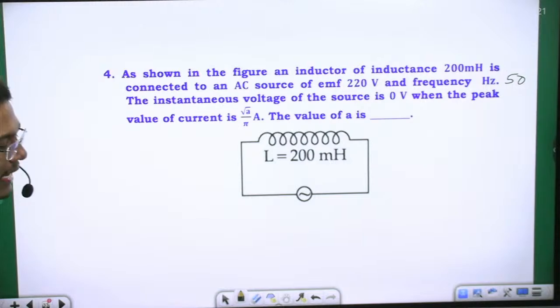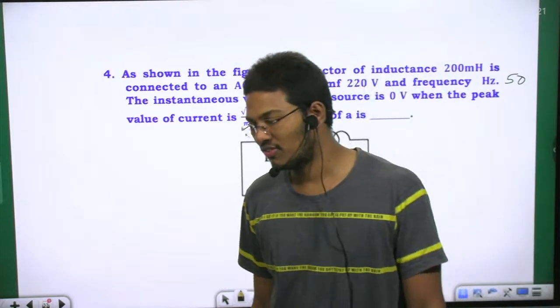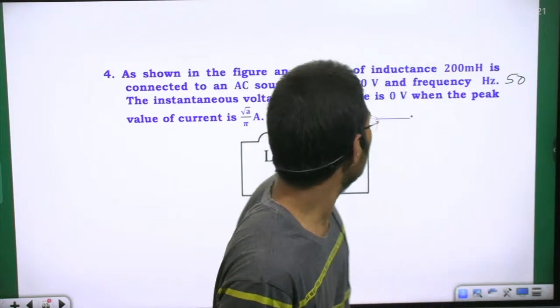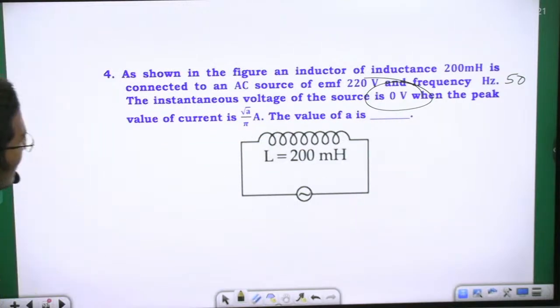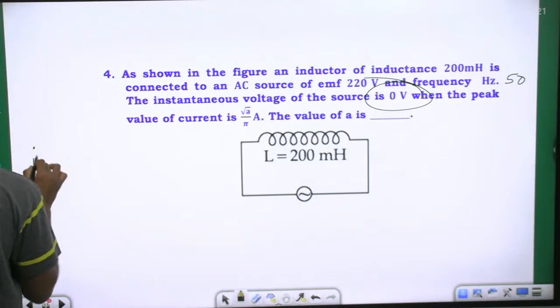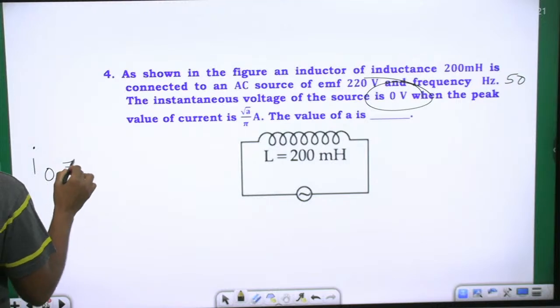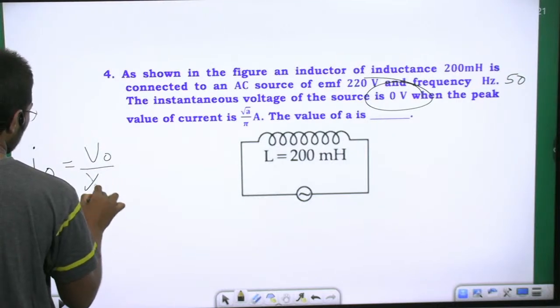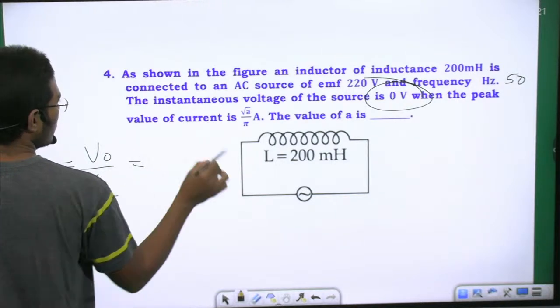See, the current and EMF have a phase difference of 90 degrees, right? So here it is said that the instantaneous voltage will be 0. So obviously the current will be at its peak value. So what is that peak value I0? The peak value of current will be V0 by XL, right? What is XL? The resistance due to the inductor. So what is V0? 220 root 2.